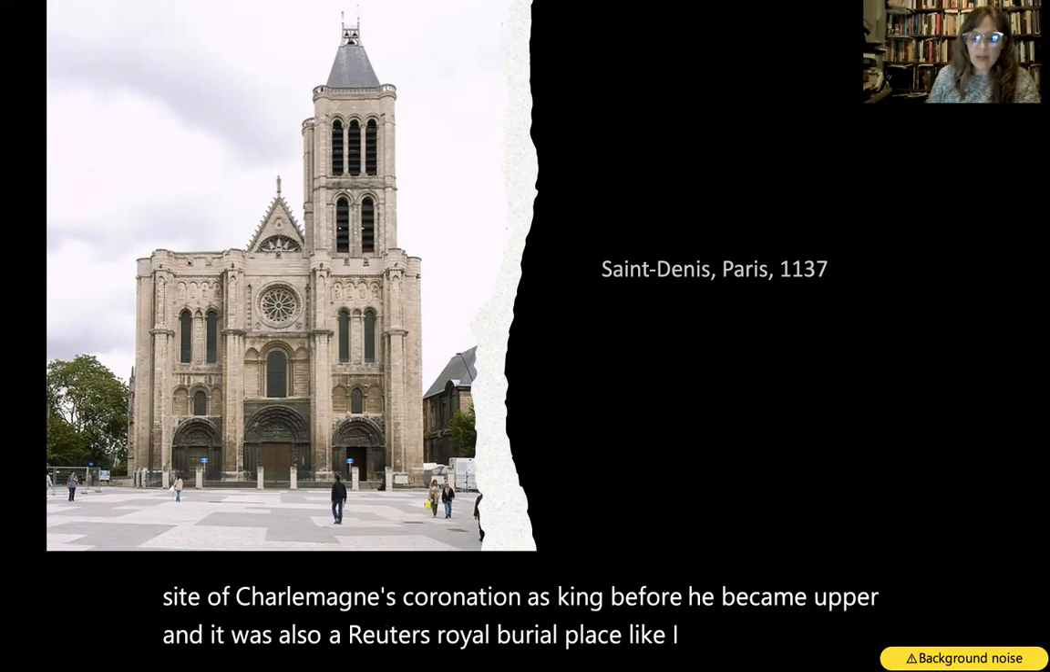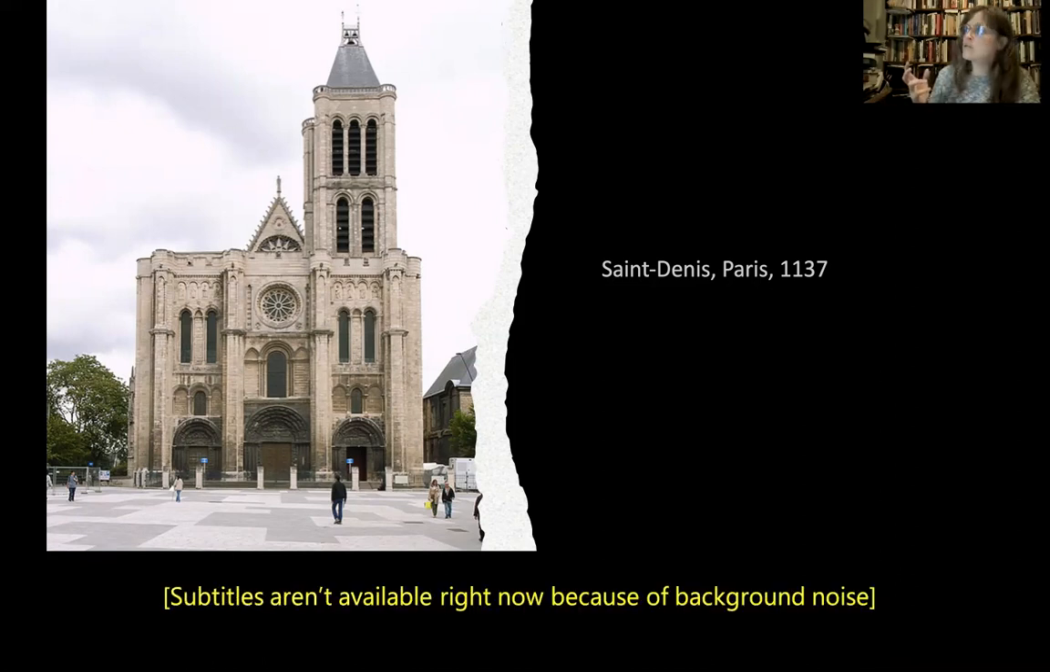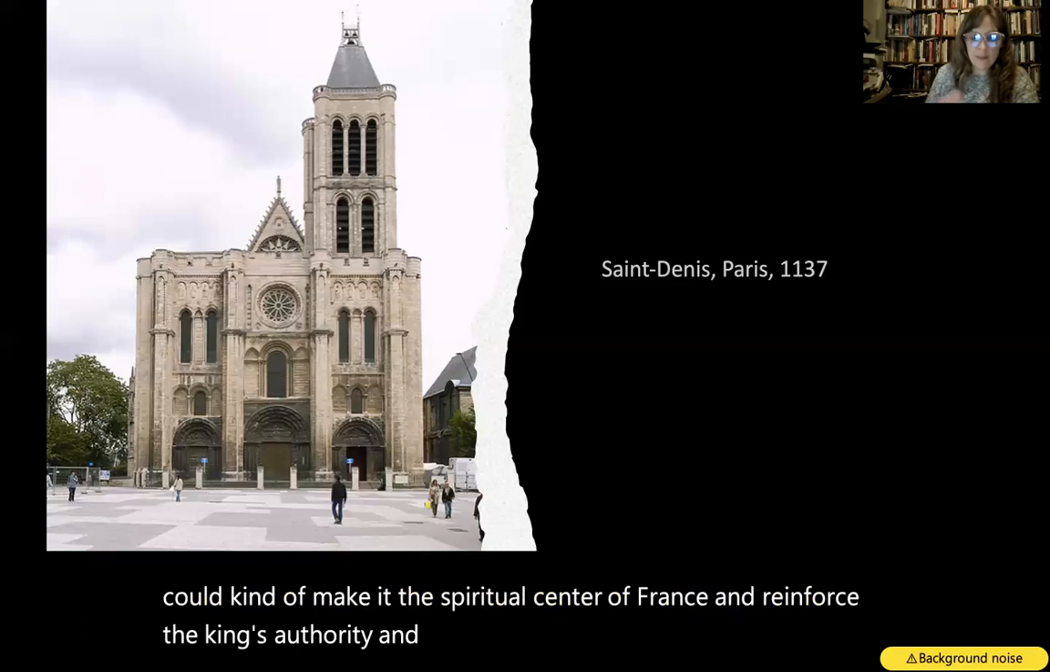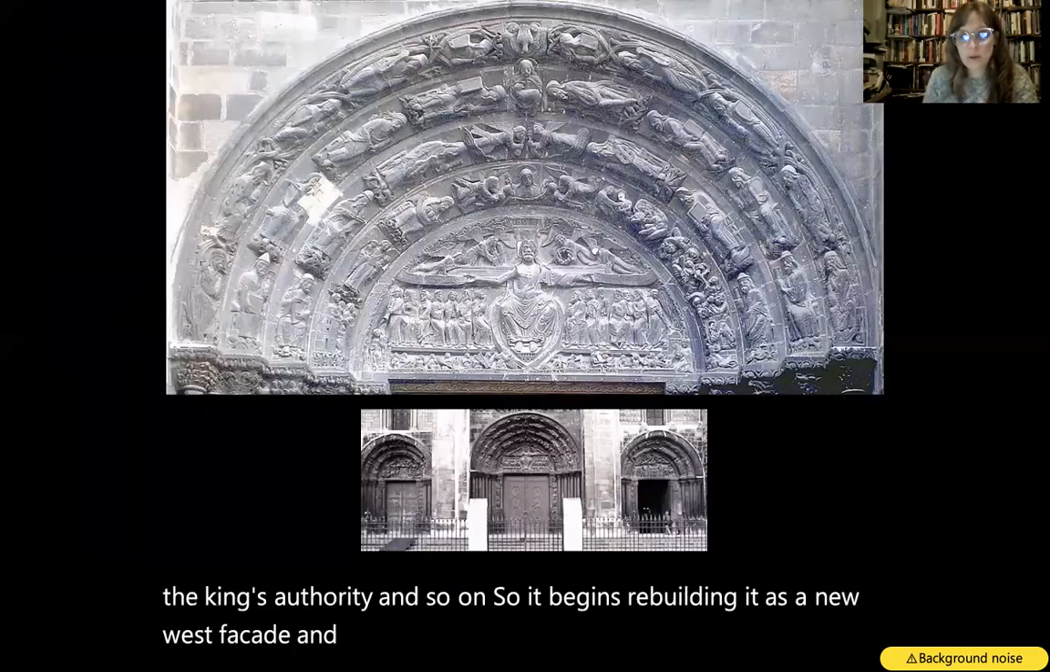So Abbot Suger, sorry, there's already a Carolingian era church there, and he wanted to expand it, hoping that he could make it the spiritual center of France and reinforce the king's authority and so on. So he begins rebuilding it, adds a new west facade and these sculptural portals here, which we don't have time to talk about.